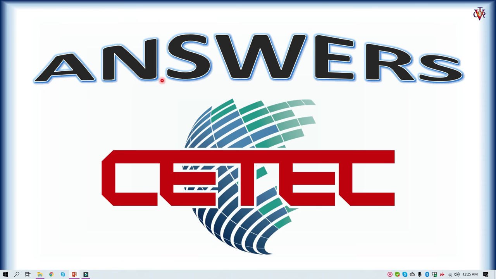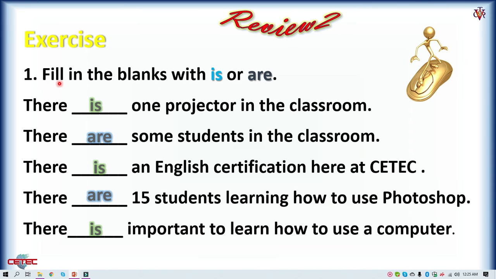Now, let's check their answers. There is one projector in the classroom. Here, it's clear is because the sentence mentioned one projector. There are some students in the classroom. Some. Don't forget that we have to use some for plural situations. Students, more than two. There is an English certification here at CETEC.